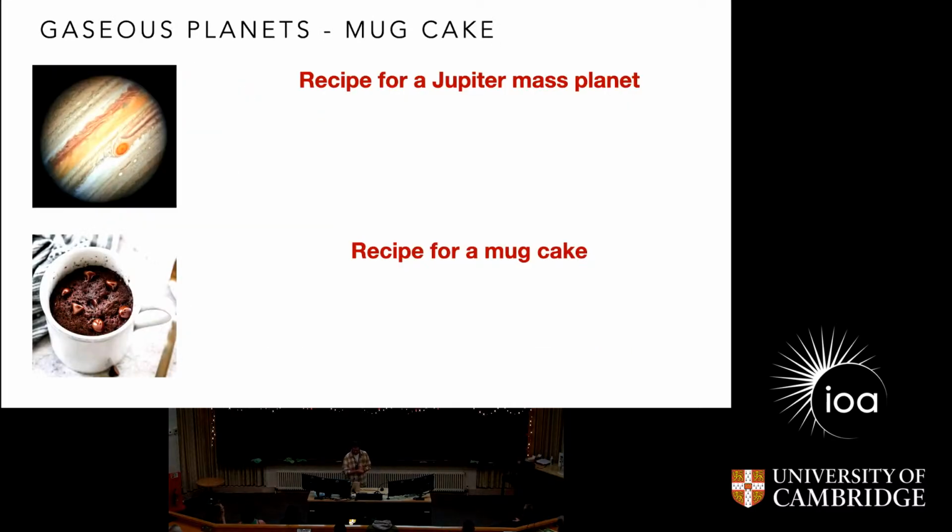So now we want to form a gas planet, so we want to form Jupiter. So what are the ingredients to form Jupiter?